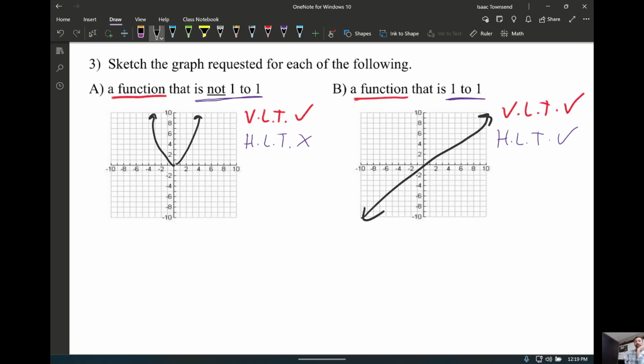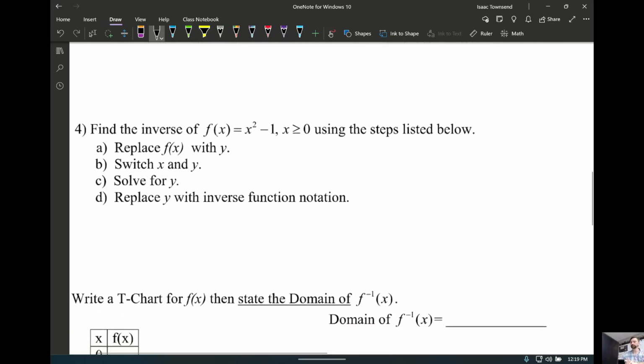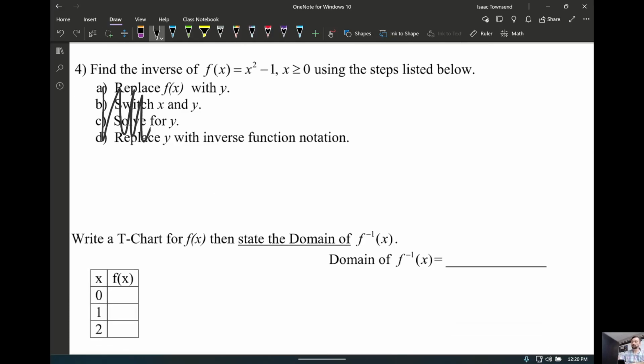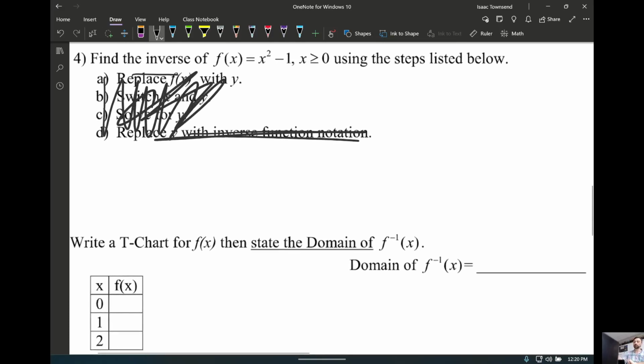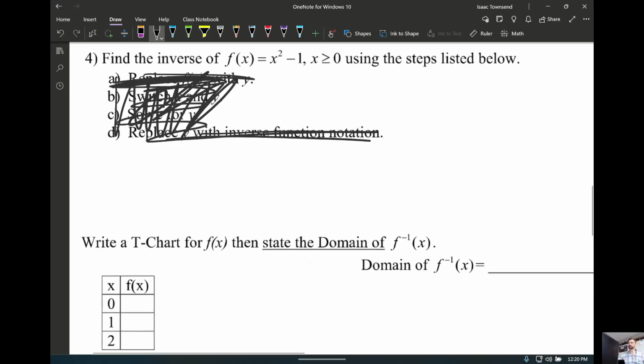So once I finish going over this, if you aren't sure if yours would be accepted or not, I'd be happy to look at your paper and give you that clarification. Okay, on to question 4. I took this part off because this wouldn't be on your quiz, so I didn't want you to use those steps. It's just still on mine.